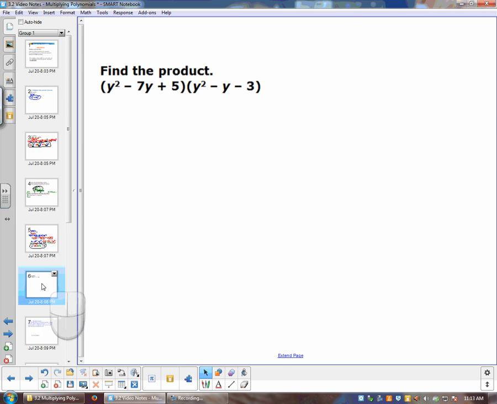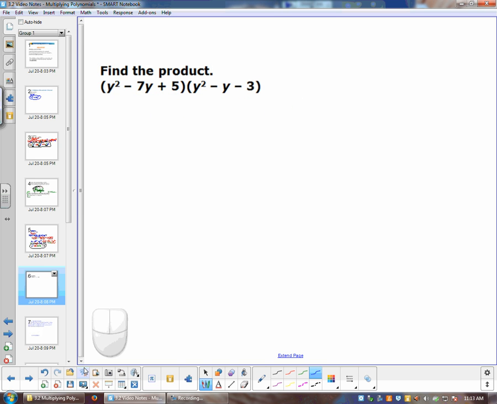All right, let's try another one here. So we have y squared minus 7y plus 5, that polynomial, multiplied by y squared minus y minus 3. So if you notice, I'm going to start off with 3 terms in here and 3 terms in here. So I should have a total of 9 terms before I simplify.